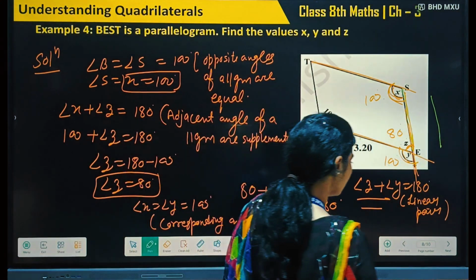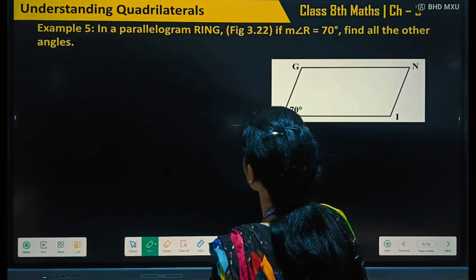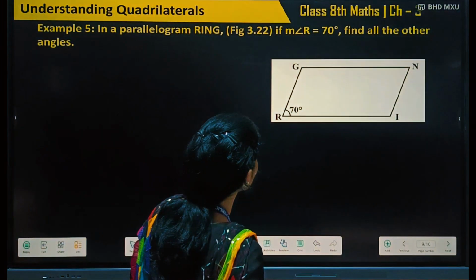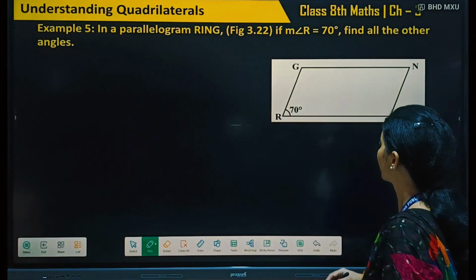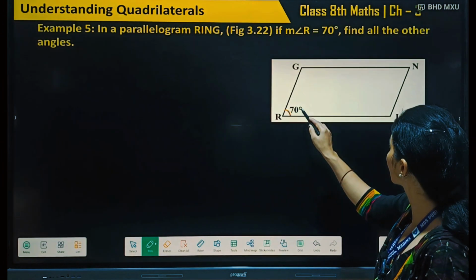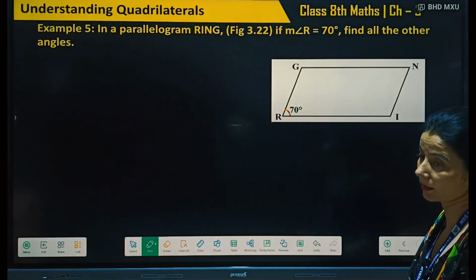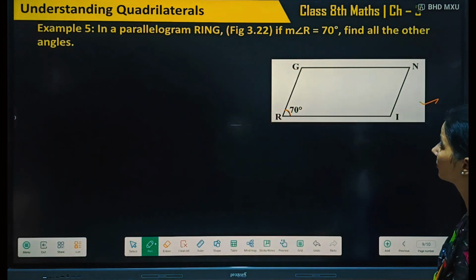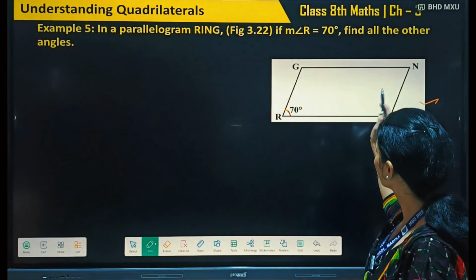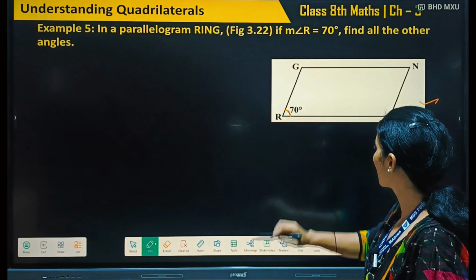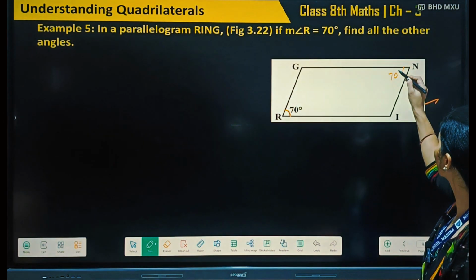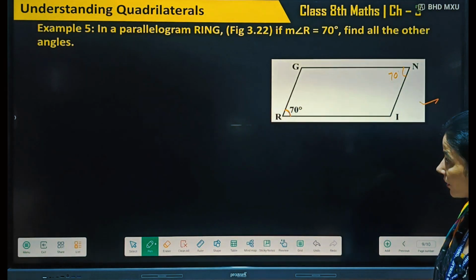See next example. Next example is in a parallelogram RING, if the measure of angle R equals 70 degree, find all the other angles. Let us see this question. Use the properties of a parallelogram. Opposite angles are equal. If angle R is 70 degree, then angle N is also 70 degree.